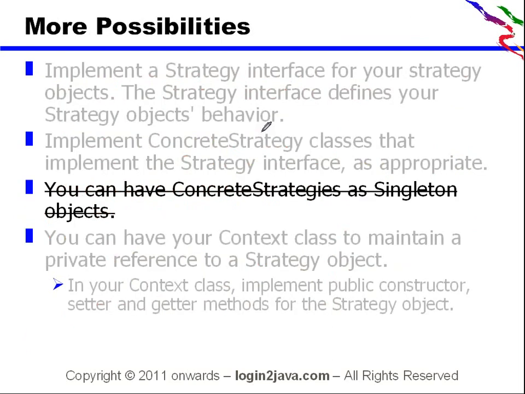More possibilities. Now you can think of other possibilities also. Suppose you can have the concrete strategy as a singleton. But maybe we don't need the singleton behavior, and we need to have a separate instance. Maybe the application requirement is like that. So you need to drop the singleton behavior, and instead of using the getInstance method on the concrete strategy, you need to use new concrete strategy.